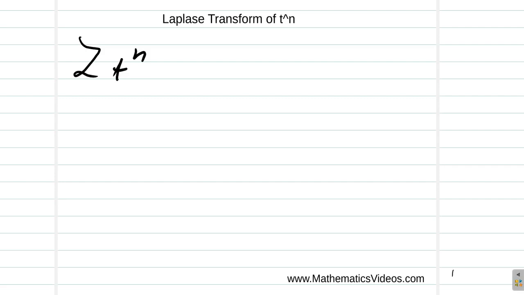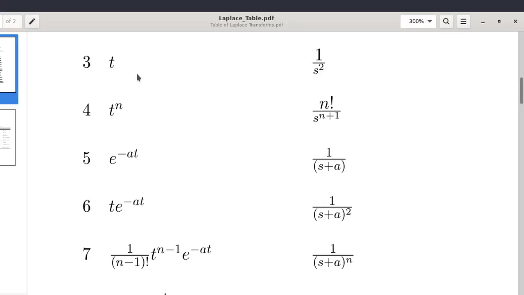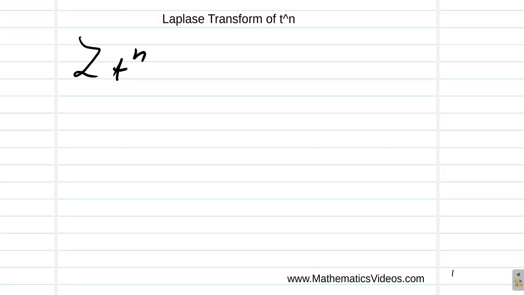What is the Laplace transform of t raised to the power of n? Let's look at our table of Laplace transforms. It says it is n factorial over s to the n plus 1. So it is n factorial over s to the power of n plus 1. Alright, so we've seen this from the table. Let us look at an example of it.